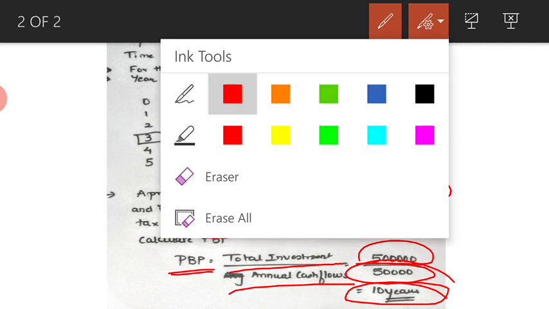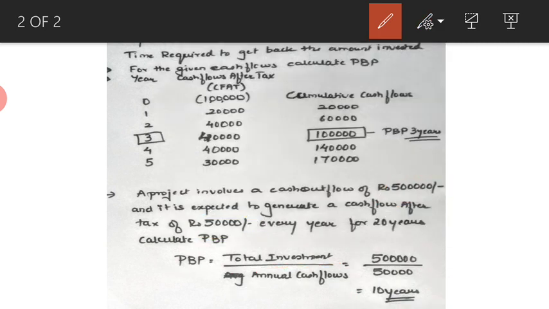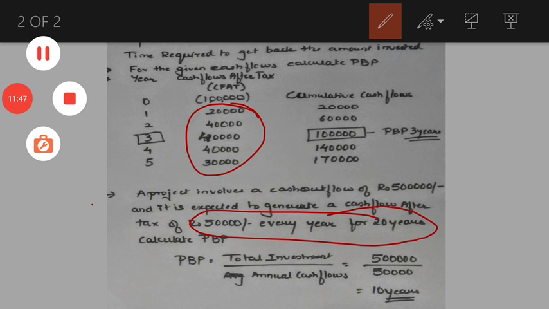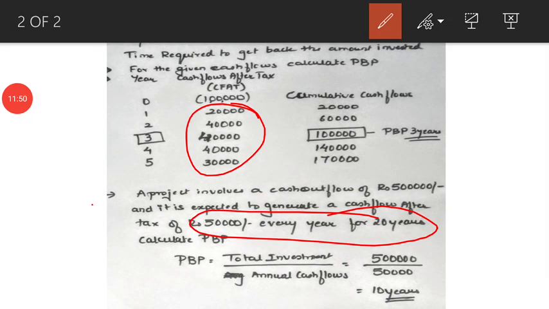I hope you're clear with the calculation of payback period when the cash flows are not uniform and when they are uniform. We'll stop over here. In the next class, we'll study one more type of problem which we get in payback period, and then we'll continue with the next part of investment decision.